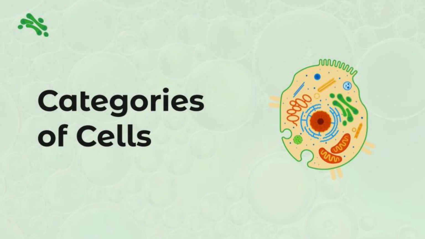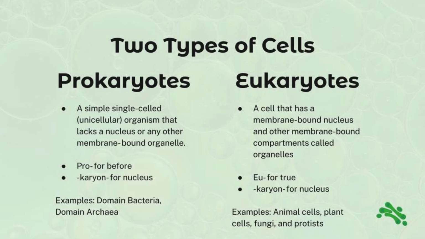All right, so categories of cells. There are two types of cells. We have prokaryotes. These are older cells. These are ones that don't have a nucleus. They're pro for before, karyon for nucleus. They're all single-celled or unicellular. They lack a nucleus or any membrane-bound organelle. This is typically domain bacteria and domain archaea.